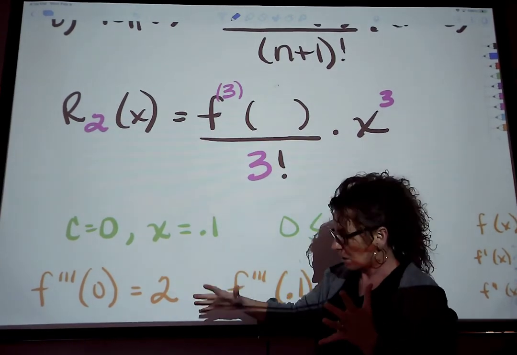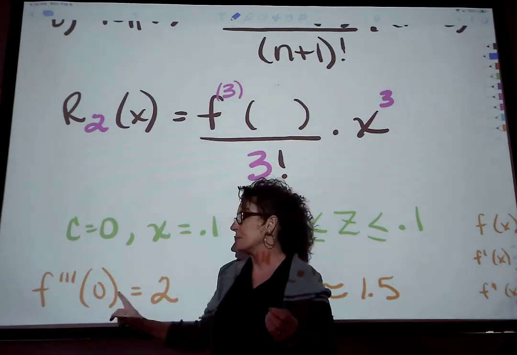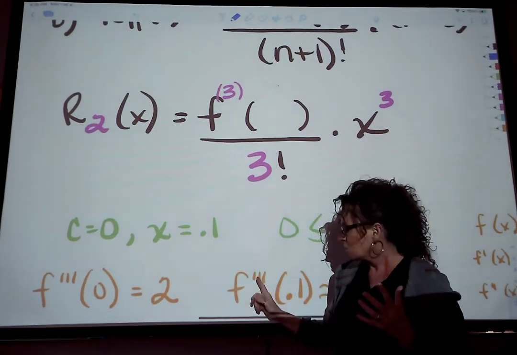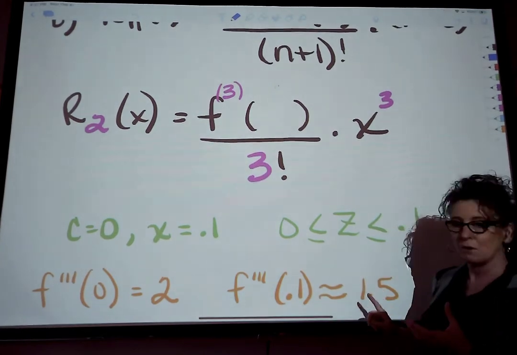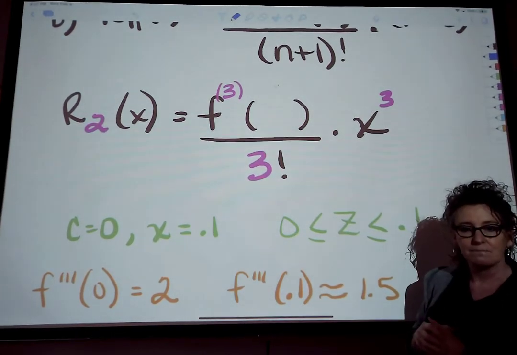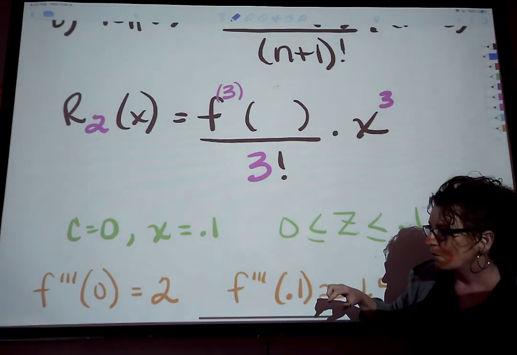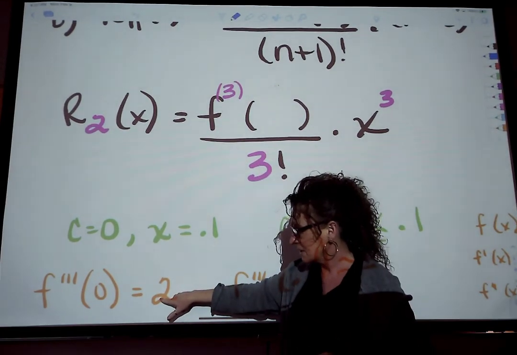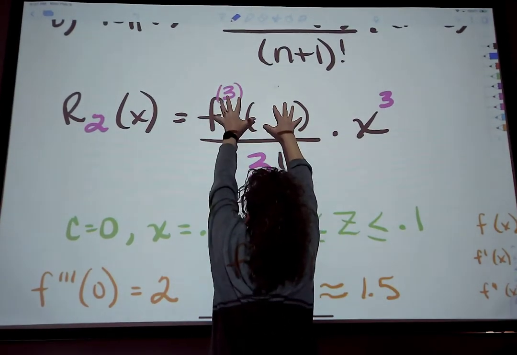Well, I don't know. I'm going to try them both. What's the value of my third derivative at 0? It's 2. What's the value of my third derivative at 0.1? It's approximately 1.5. So this is the biggest this is going to be.